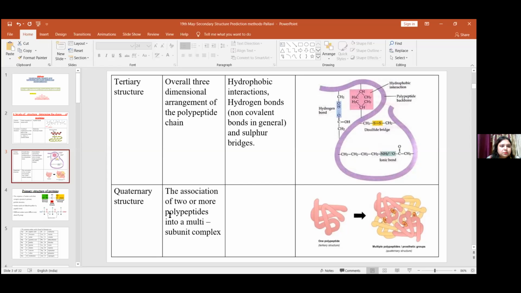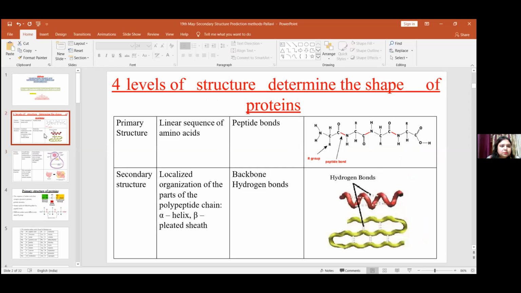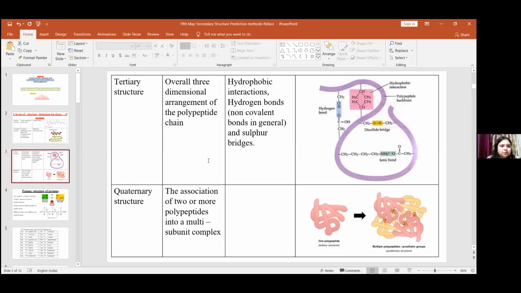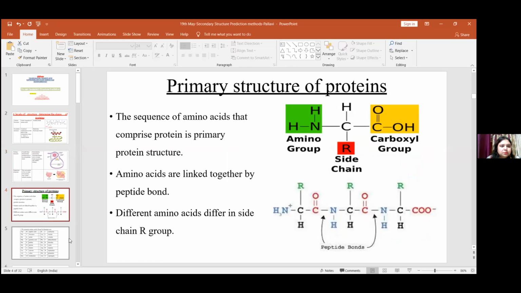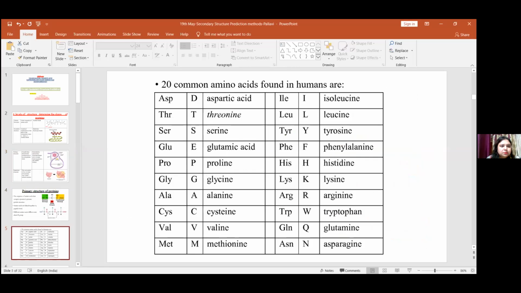So our proteins arrange into 4 types of the structure. When we talk only about the linear sequence, it is the primary structure. When we talk about the linking of the proteins by means of hydrogen bonds, it is secondary structure. When we talk about the three-dimensional structure of the protein by means of hydrophobic interactions, hydrogen bonds and sulfur bridges, it is known as tertiary structure. And the moment one or more polypeptides come together and form a subunit type of the structure, that is known as quaternary structure. Now I'll discuss in detail about, so primary I discussed. We know that we have got 20 amino acids which form the proteins.